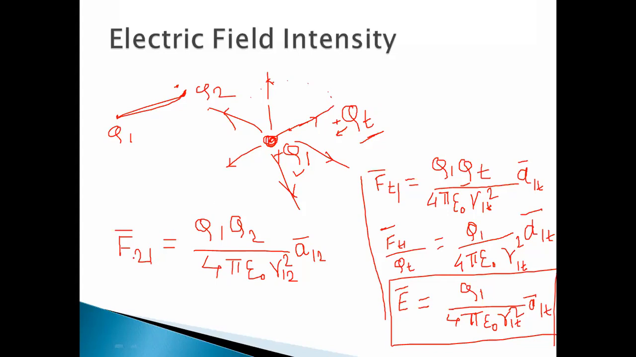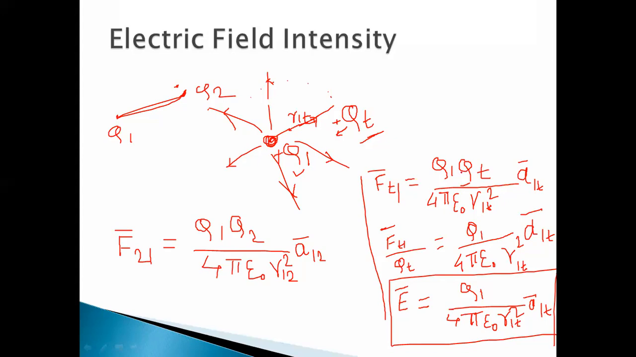That is F bar 21 is equal to Q1 Q2 upon 4 pi epsilon 0 R12 square into A bar 12. Now, if we write this equation by considering these two charges, Q1 and test charge QT, then we can write F bar T1, because the force is acting on charge QT due to charge Q1, which is given by Q1 QT divided by 4 pi epsilon 0 R1T square into unit vector A bar 1T. This is the distance.